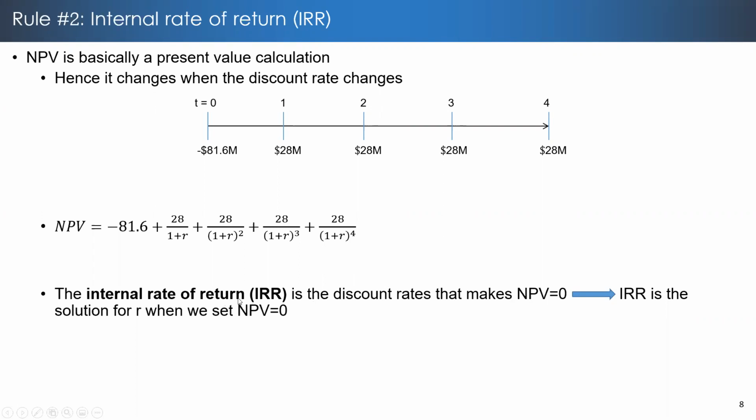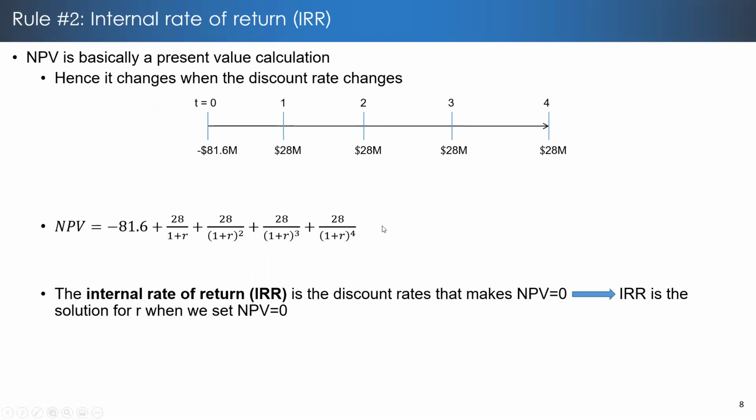The internal rate of return is basically defined as the discount rate that sets the net present value equal to 0. So if you set this equation above, net present value, the sum of these 5 numbers, equal to 0, then this basically becomes a function of R, and we can solve this function and figure out what R is.